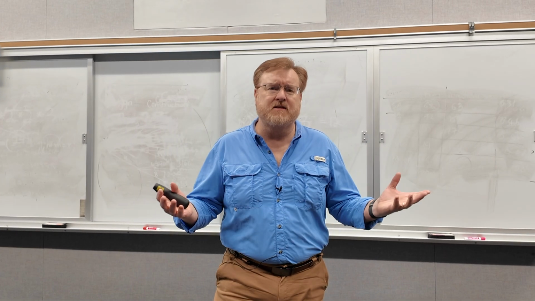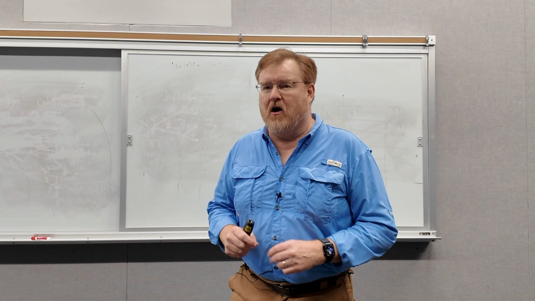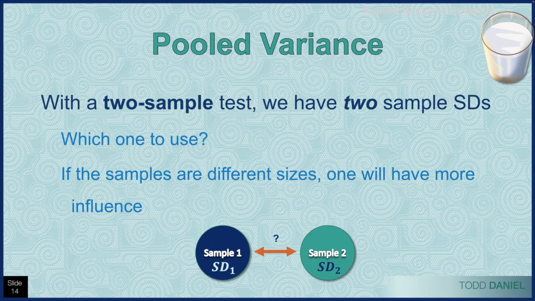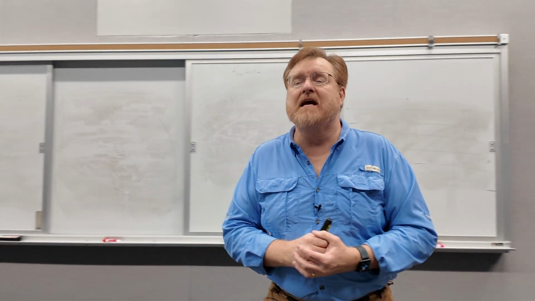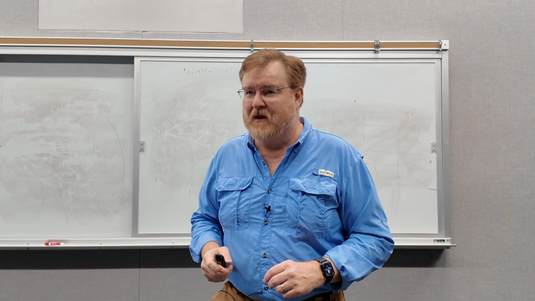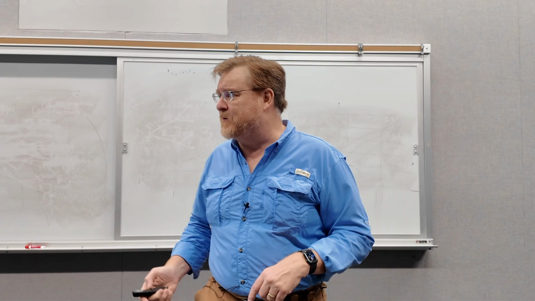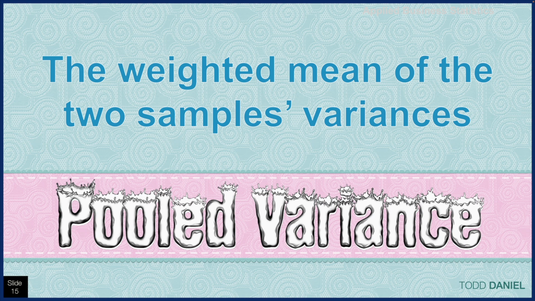Unlike the one-tailed test, where we can simply use the standard deviation of that one sample, if we have two samples with two standard deviations, which standard deviation are we going to use? Well, the answer is we're going to use both. And if the sample sizes are the same, this is going to work very well. We'll simply combine those two standard deviations. However, if the sample sizes are different, then we have a problem. We're going to need to adjust the standard deviation for the size of the sample. This is called pooled variance. We're going to pool the variance of sample 1 with the variance of sample 2, but then adjust for sample size. The pooled variance is the weighted mean of the two samples' variances.